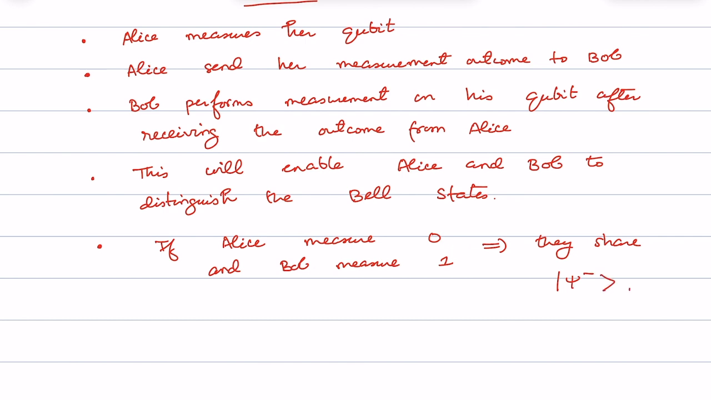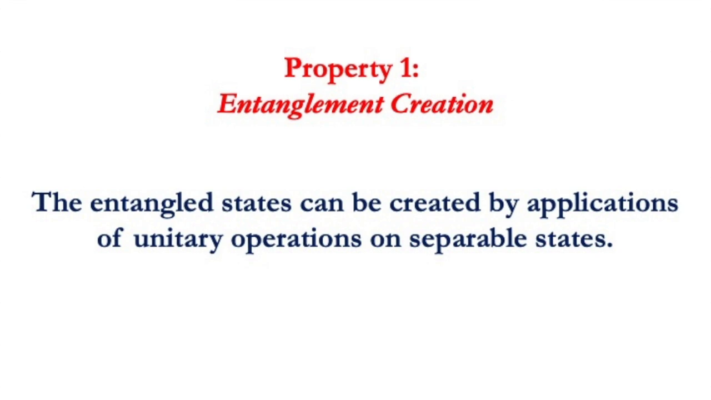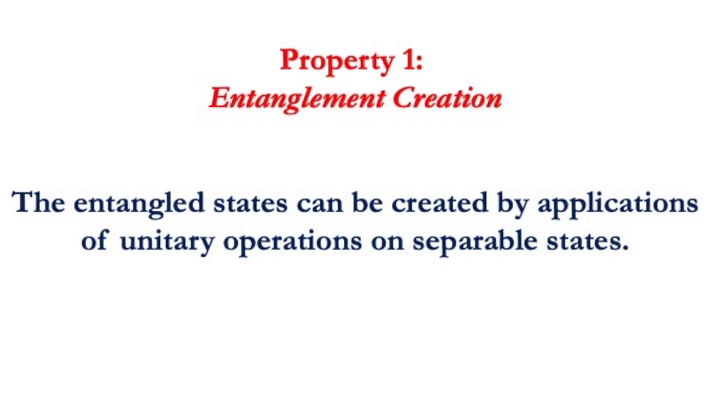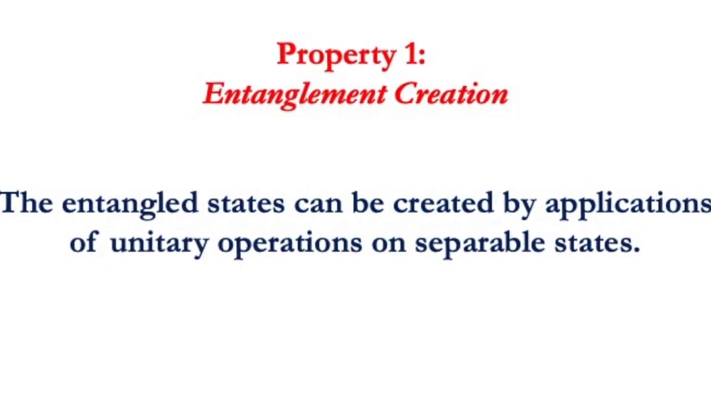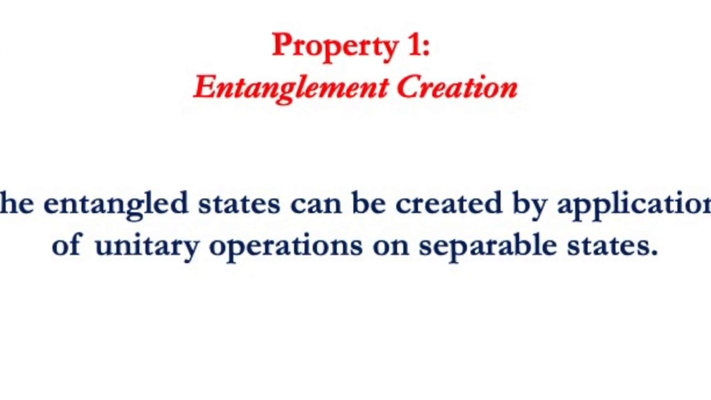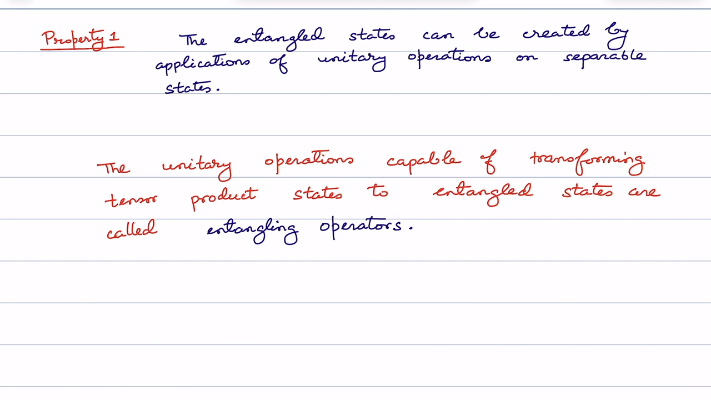Now we already know what quantum entanglement is, so let us now discuss some of its properties. The first entanglement property that I would like to discuss is related to entanglement creation. Entangled states can be created by applications of unitary operations on separable states. The unitary operations capable of transforming tensor product states to entangled states are called entangling operators. There are many entangling operators. For example, the so-called CNOT operator is an entangling operator that we are going to discuss soon.